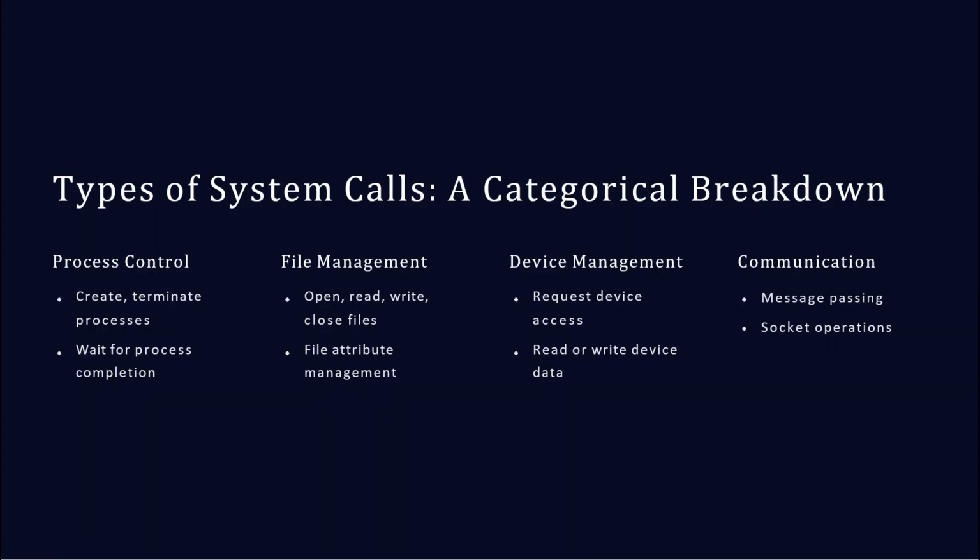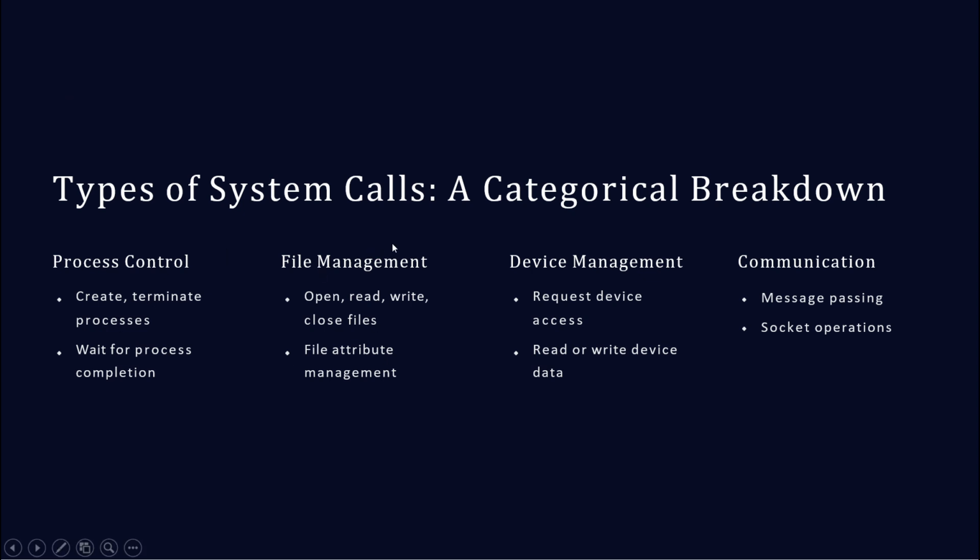Next will be types of system calls: process control, file management, device management and communication. In process control, these system calls deal with processes, such as process creation and process termination. Example of that: create and terminate processes.